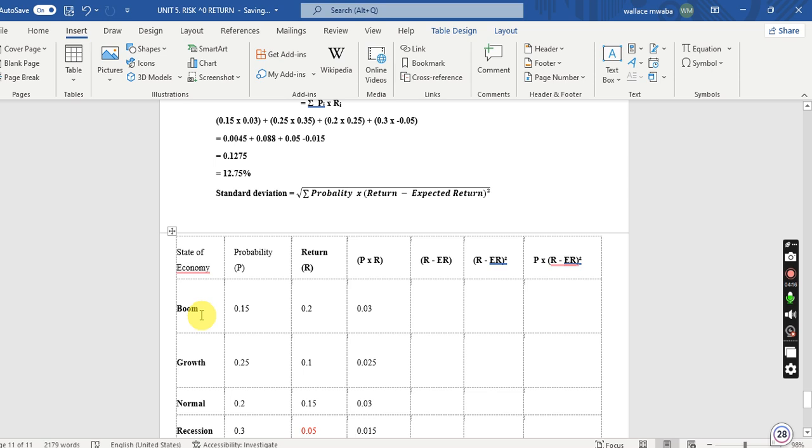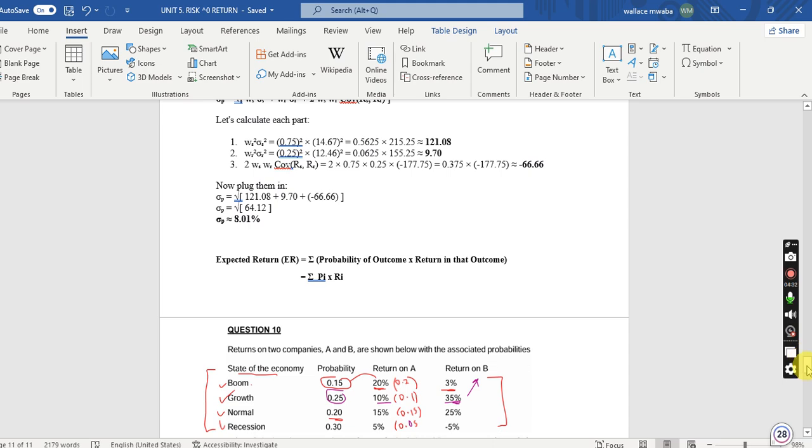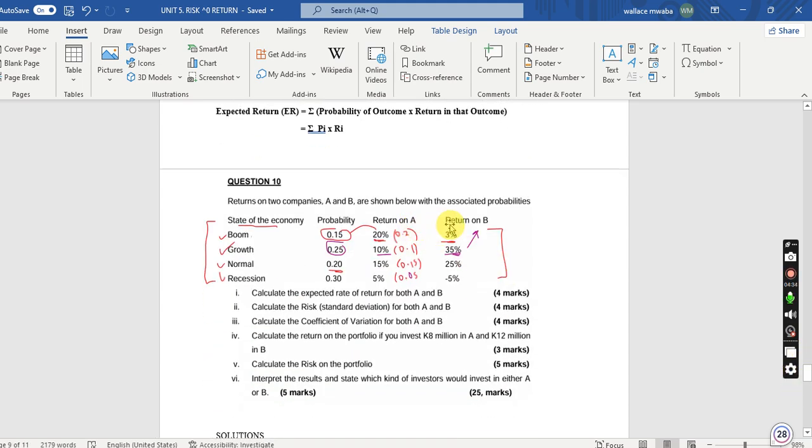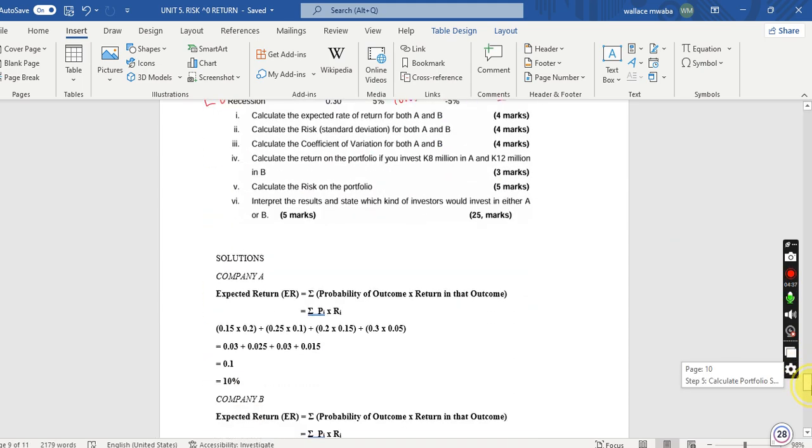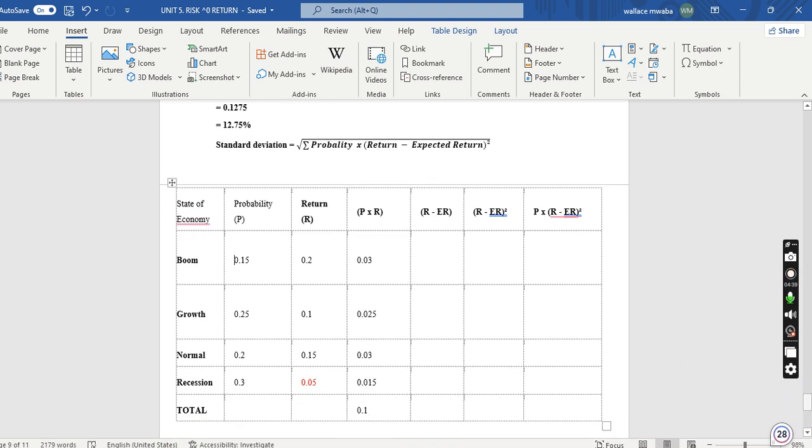If we come to the state of the economy, if I ask, how do you find the return? Because what we calculated was the expected return. The returns are given to you. Have you seen in the question here? Return on A, return on B. The returns will be given to you.